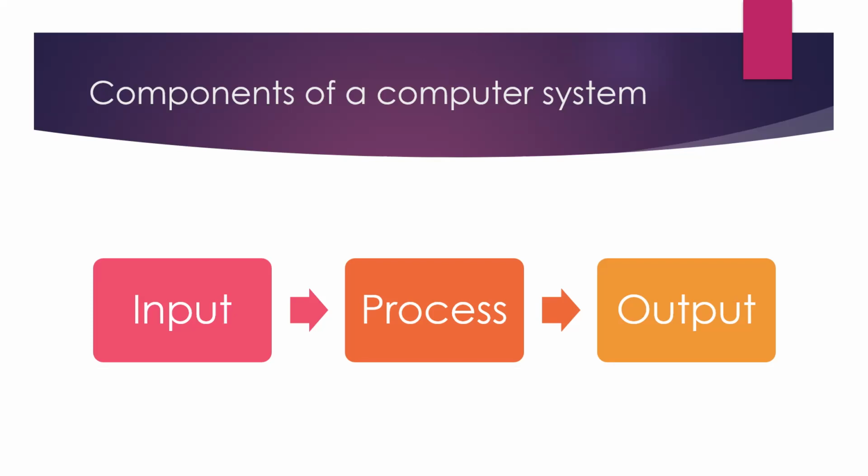When you take an automated teller machine or ATM, we can identify inputs, outputs, and processes. Dulina, can you tell me one input when it comes to ATM? Entering the card. Yes, you can just say card, right? You're putting a card, so card is an input. Bhagya, can you tell me another input? The fingerprint.